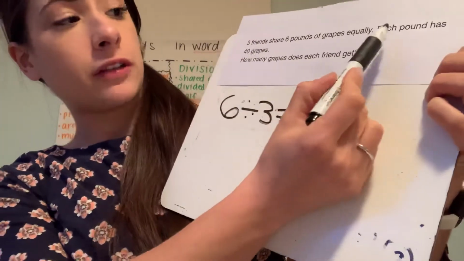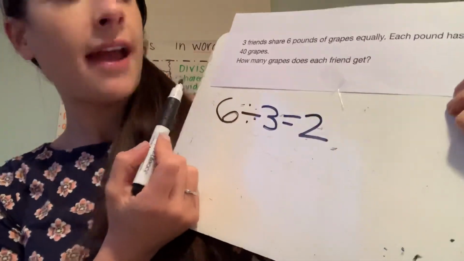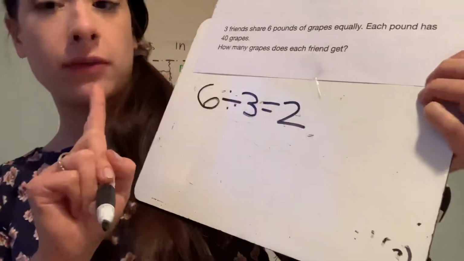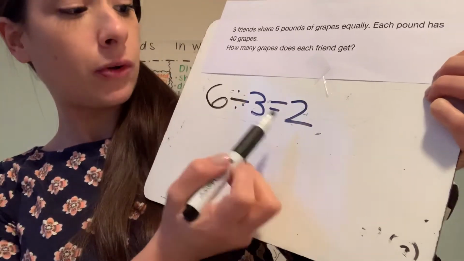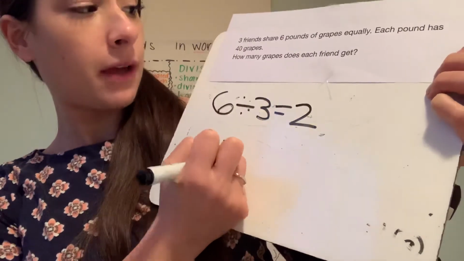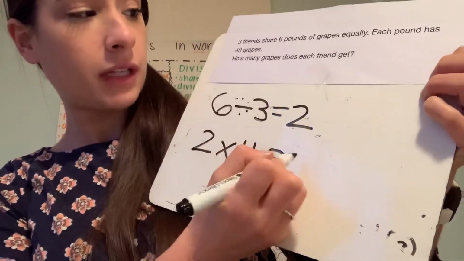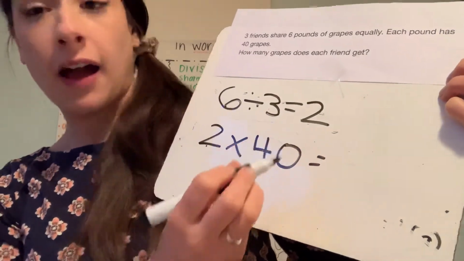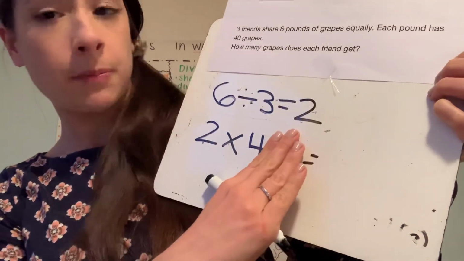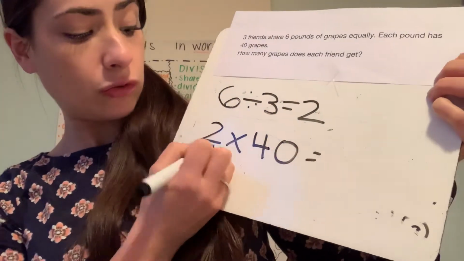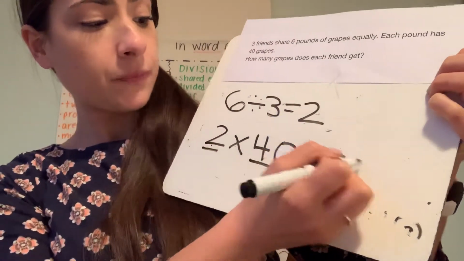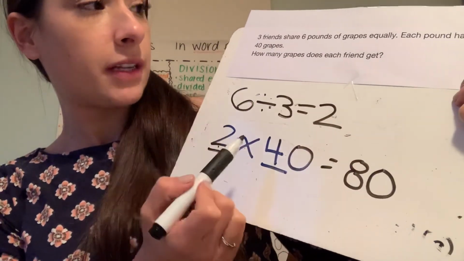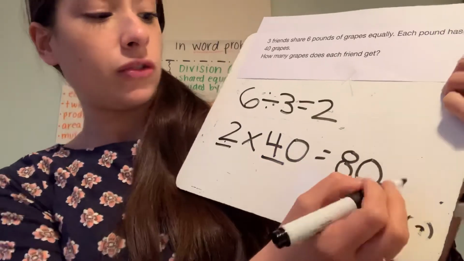Now let's go to our next part. Each pound has 40 grapes. So if 1 pound has 40 grapes, I'm going to multiply my number of pounds times 40 to get my total amount. So 2 times 40, well, if I don't know that, remember we cover up our 0 and pop it in at the end. So 2 times 4 is 8. Pop the 0 in. How many grapes does each friend get? 80 grapes.